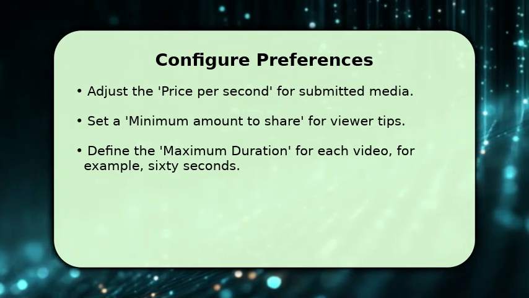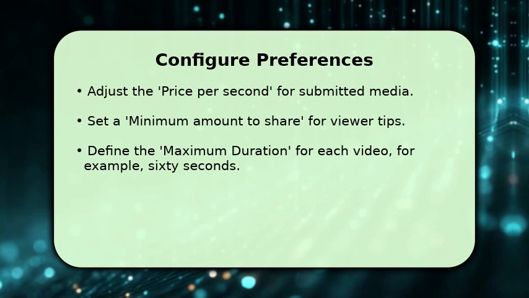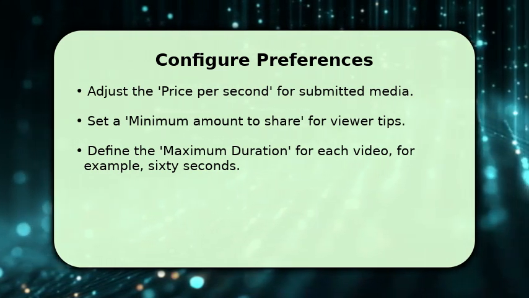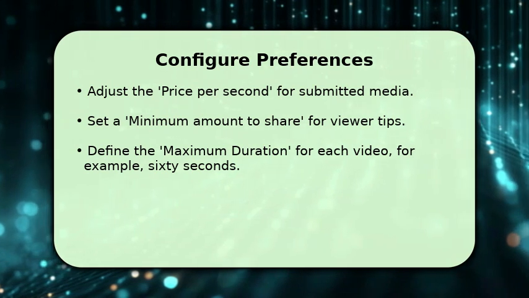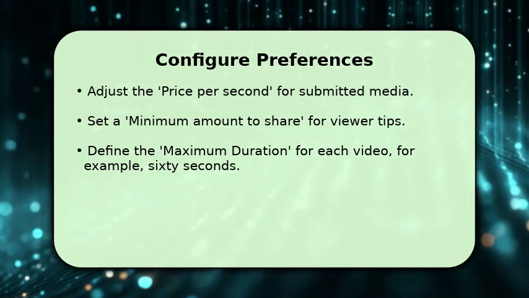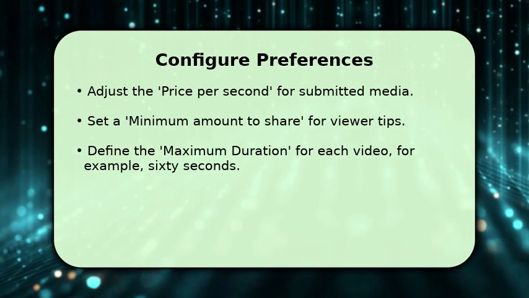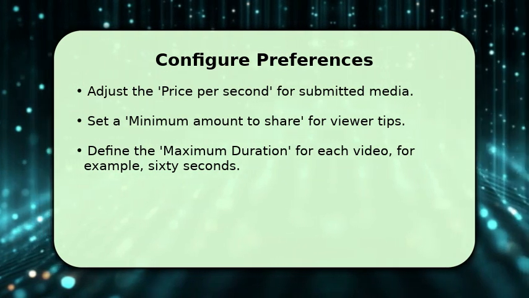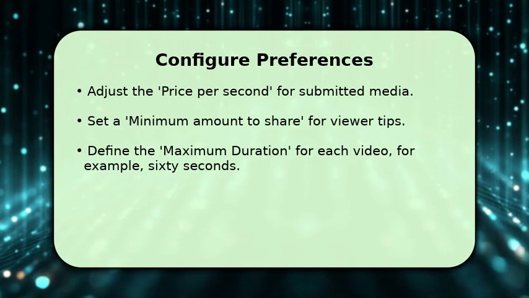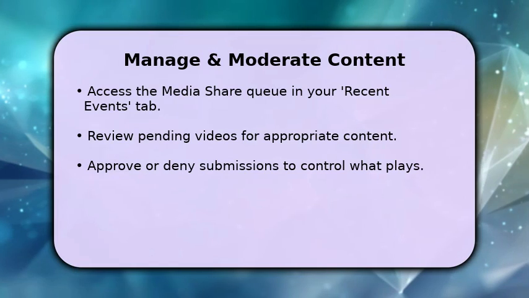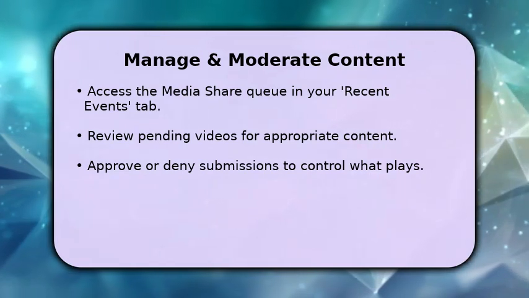Now, let's customize your media share preferences. You can set the price per second, which defaults to 10 cents, meaning 1 second of video plays for every 10 cents tipped. Also, establish a minimum amount to share, perhaps $5, and a maximum duration for videos, like 60 seconds. Don't forget to set a buffer time between videos, such as 5 seconds, and consider spam security options. Managing incoming media is vital for a smooth stream.